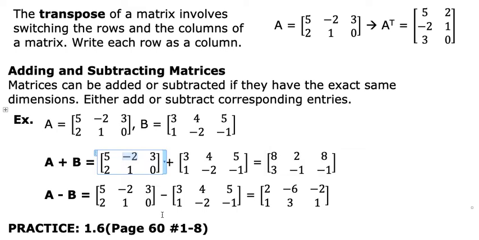And if the operation between A and B is subtraction, the same process continues. We'll have entry A11 minus B11, which is 5 minus 3, 2. -2 minus 4, which is -6, and so on.